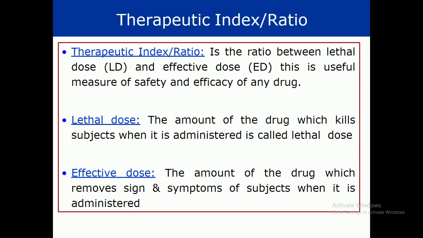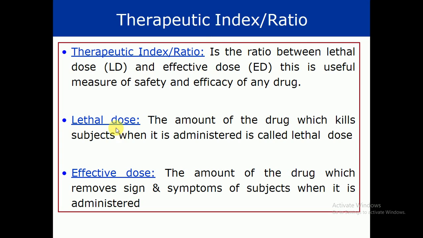Therapeutic index or ratio, in pharmacology, is the ratio between lethal dose and effective dose. Lethal dose is represented by capital LD, and effective dose by capital letters ED. This is a useful measure of safety and efficacy of any drug. In other words, therapeutic index is the mean lethal dose divided by the effective dose. Through therapeutic index we can easily determine the safety and efficacy of any drug.